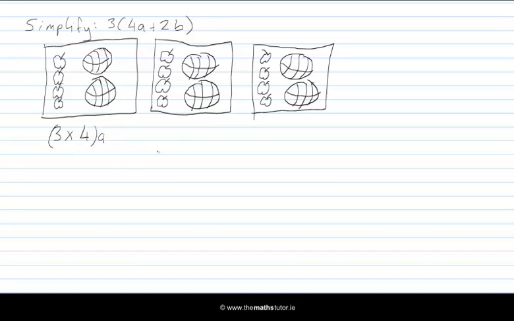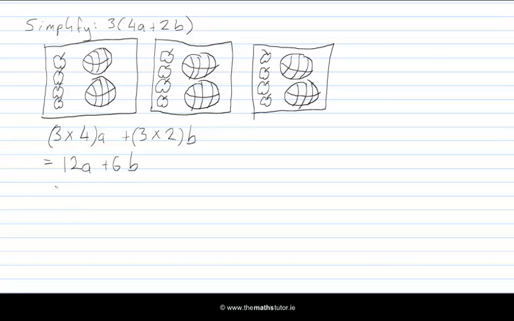apples. And likewise with the basketballs, you have 2 in this box, and 2 in the third box. Between them you have 2 plus 2 plus 2 basketballs, or 3 times 2 basketballs. So for a total you have 12 apples and 6 basketballs.